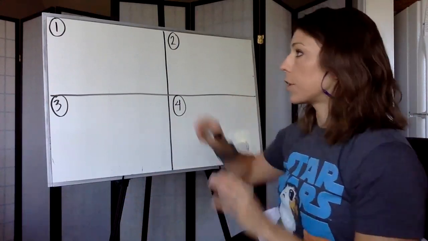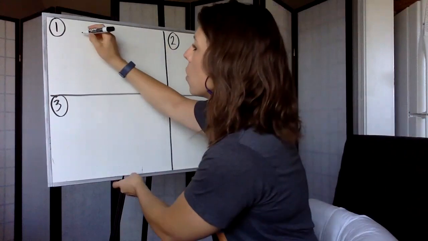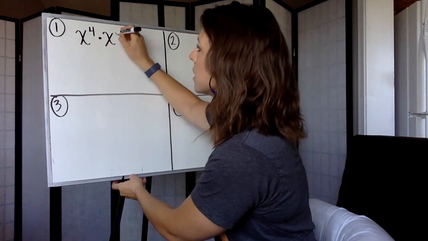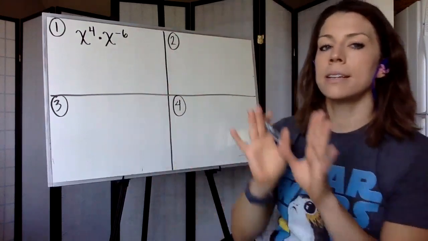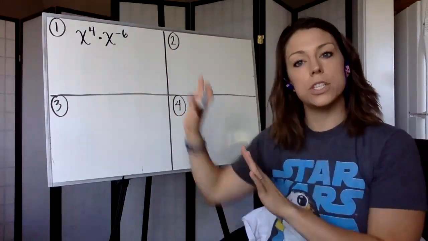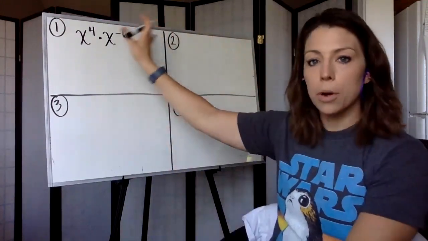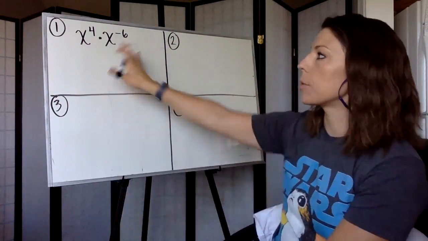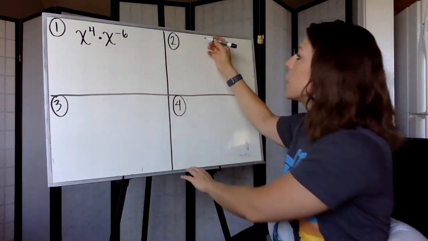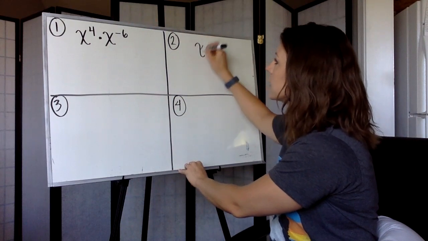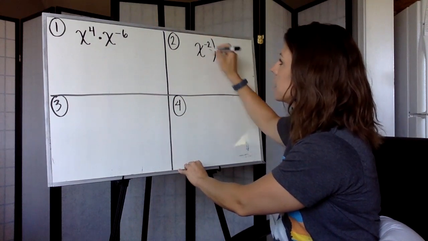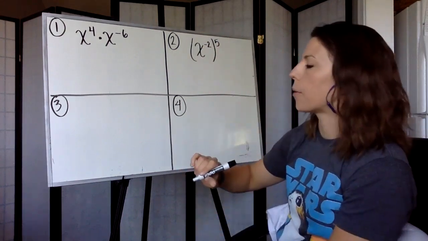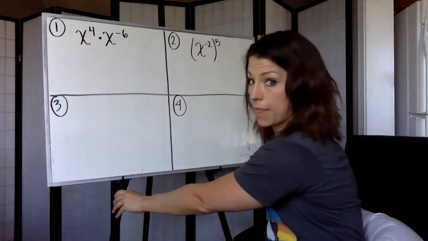For our first warm-up problem, we're going to do x to the 4th times x to the negative 6. Now again, the negative might freak you out, but we're just going to apply the property that it is. I'm going to write out all 4, so you'll have a chance to do them on your own first, and then we'll go back and go through them. So number 1, x to the 4th times x to the negative 6. Number 2, x to the negative 2nd to the 5th power. Again, don't get freaked out by the negative.